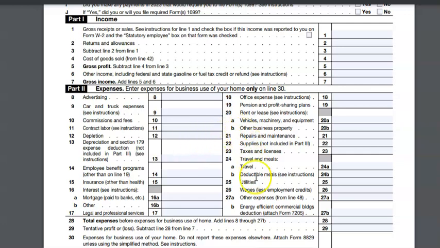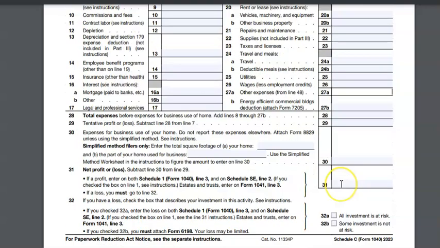So you look at this here and you see what business expenses relate to what you do. And if you don't see any specific categories for what you do, then we use 27A, other expenses, and we put those there. And so that's how that works.